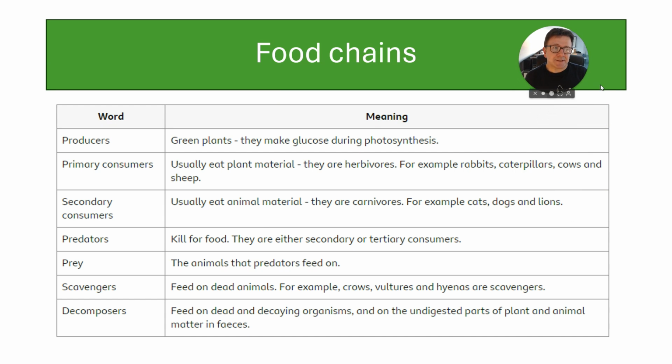Food chains. Again, if you're doing higher tier, you do need to know these words quite well. You might have to look at food webs as well and describe what happens to a population when something disappears.